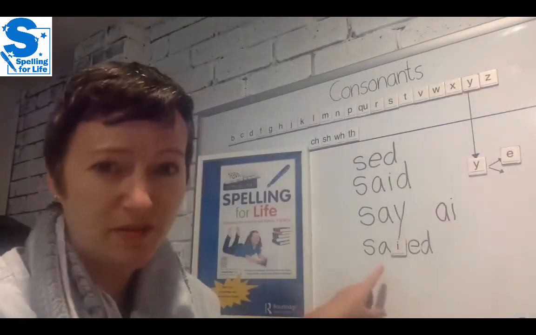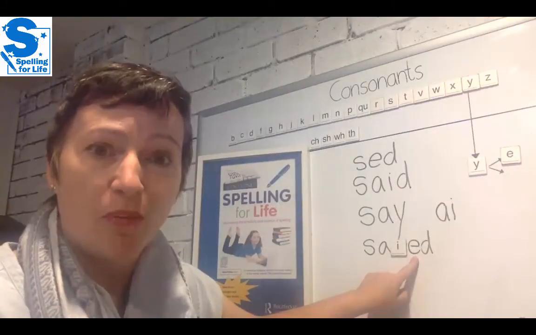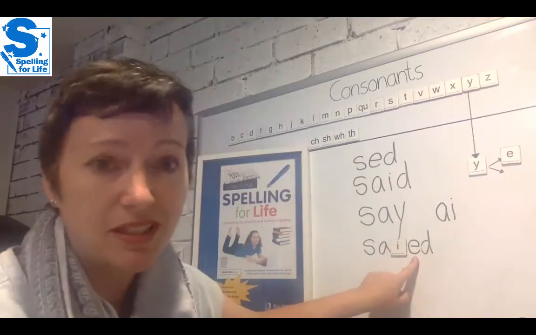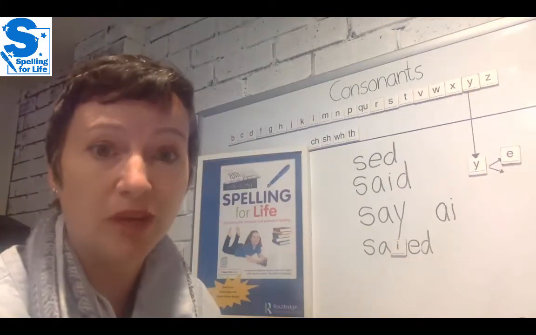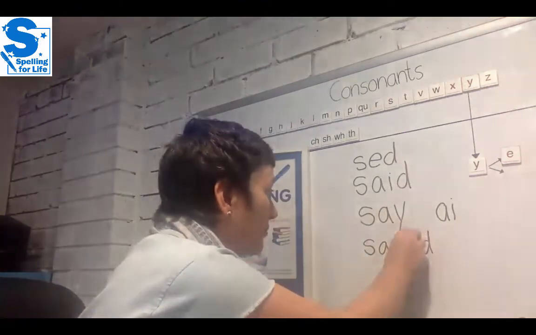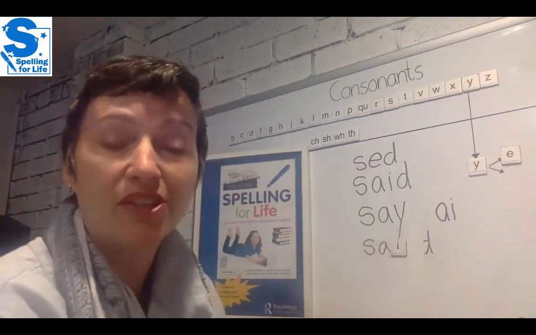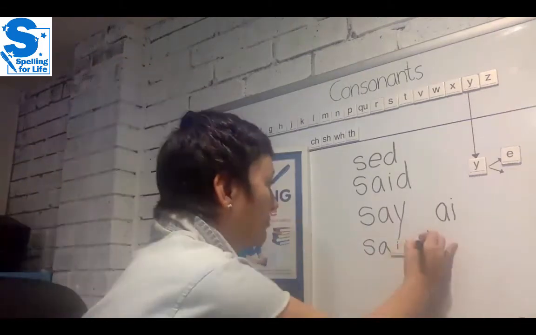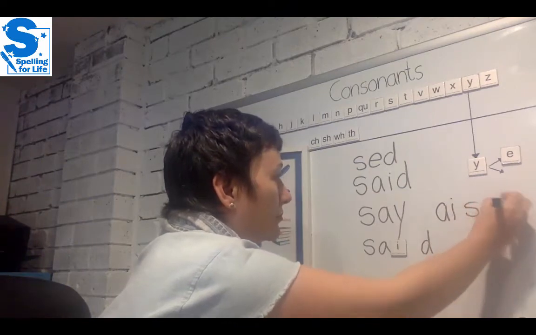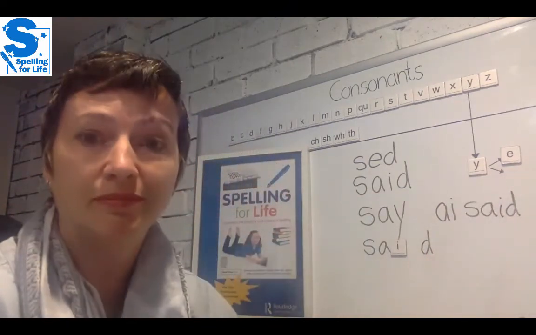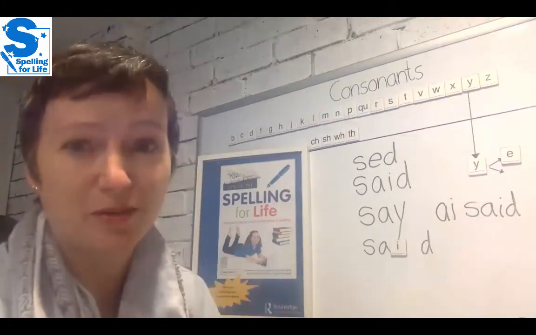But that's one too many vowels in a row. 1, 2, 3. And we don't like 3 vowels in a row in English. We tend to have them in clusters of 2. So what we did was we took away the E. And that is how said was invented. This also happens with 2 other words that keep the A sound.